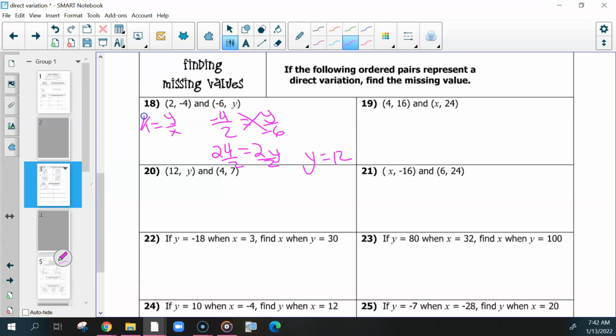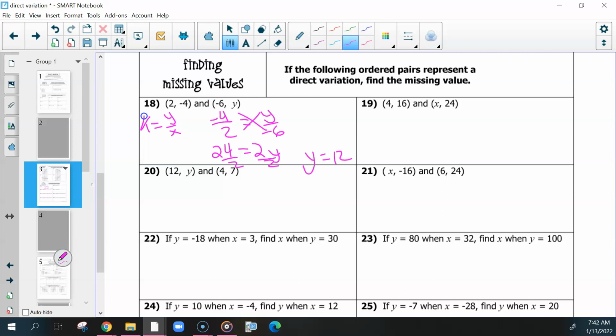Double check that this still works, that your k still works. Because here, if I divide these two, negative 4 divided by 2 would be negative 2. So if I put my 12 back in, 12 divided by negative 6 would also give me negative 2. So my k is still there, it's still constant. So that would work. So one way you could solve these is using proportions.